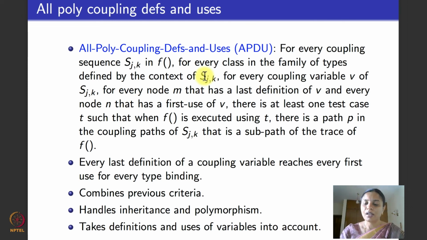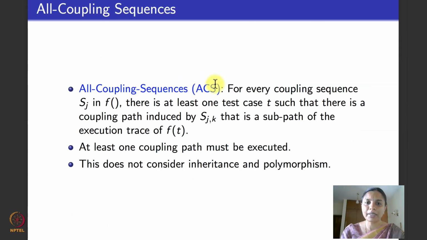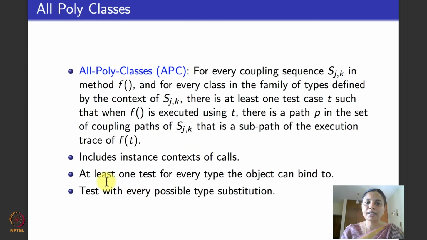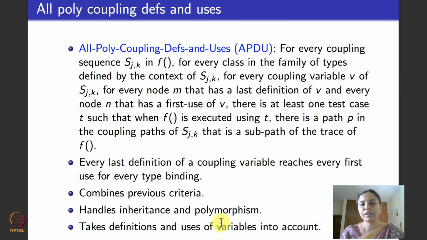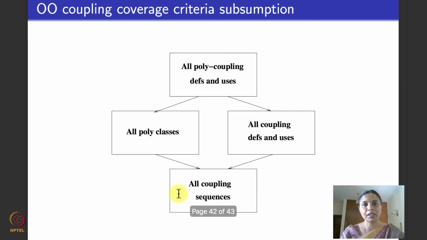You must have a test case for including that path. That's what it says. So the simplest to repeat is all coupling sequences, which says at least one coupling path must be executed. The next is at least one coupling path in the presence of instance contexts and object binding should be executed. This is every last definition to every first use reachability tested without inheritance and polymorphism. This is every last definition to every first use with inheritance, polymorphism, and type binding. So this is the mother, the highest coverage criterion, the most difficult to subsume.